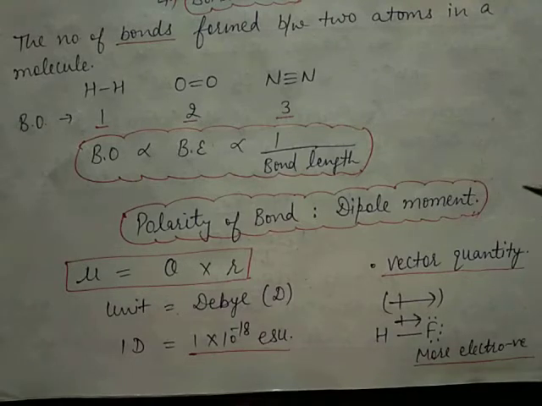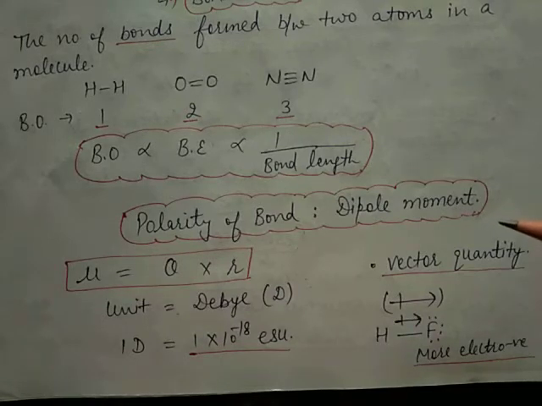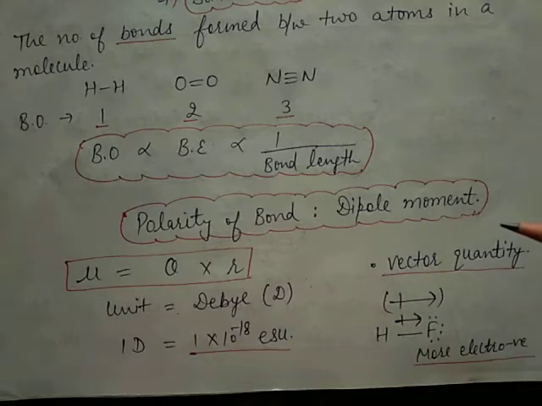In the case of diatomic molecules, the dipole moment of the molecule is equal to the dipole moment of the polar bond, because the degree of polarity is measured in terms of electronegativity difference. Greater the difference in the electronegativity of the combining atoms, greater will be the charge separation. So greater will be the polarity of the bond.